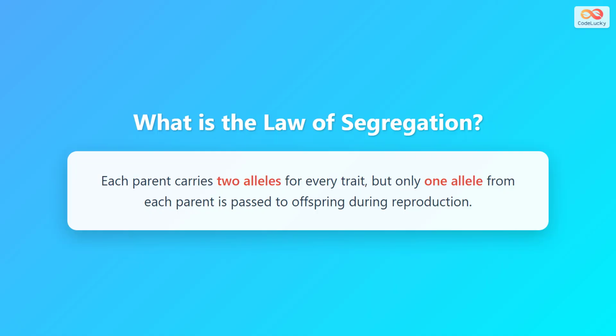The law of segregation states a simple but powerful principle. Each parent organism carries 2 alleles for every trait. However, when reproduction occurs, only 1 allele from each parent is passed to the offspring. This means that while parents have a pair of alleles, they don't pass both alleles together. Instead, the alleles separate, and only one makes it into each reproductive cell.